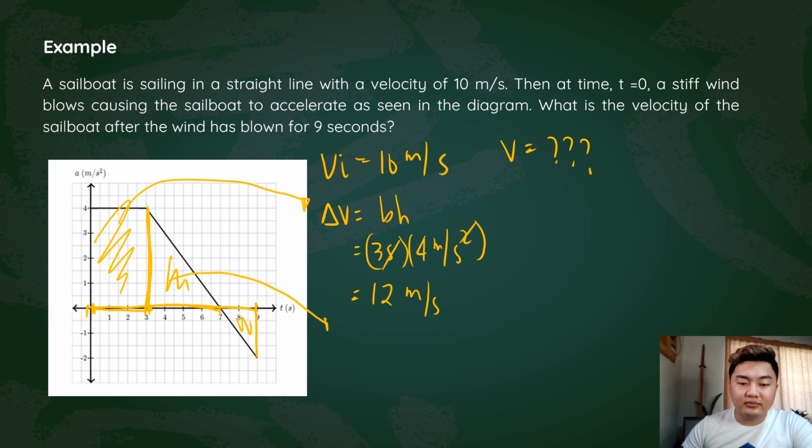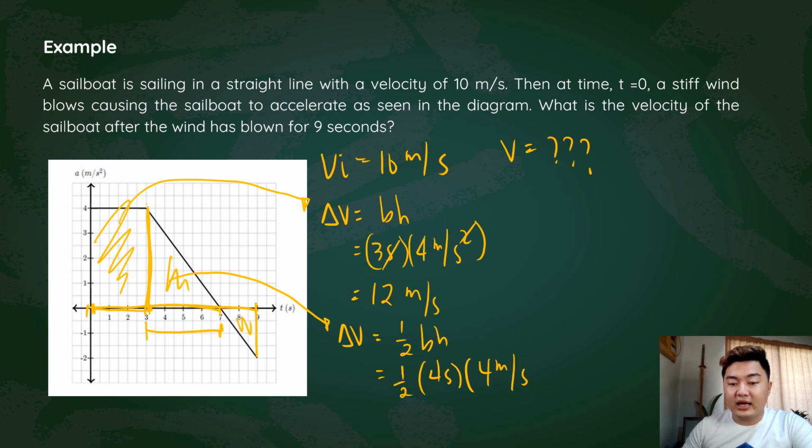Now this one, the change in velocity from 3 seconds to 7 seconds. And since that's a triangle, then that's equal to 1/2 bh. So 1/2, the base is from 3 seconds to 7 seconds, and that is 4, because 7 minus 3 is 4. Times the height is still 4 meters per second squared. So you're going to cancel that out. Then 1/2 times 4, that's 2 times 4, that's 8 meters per second.